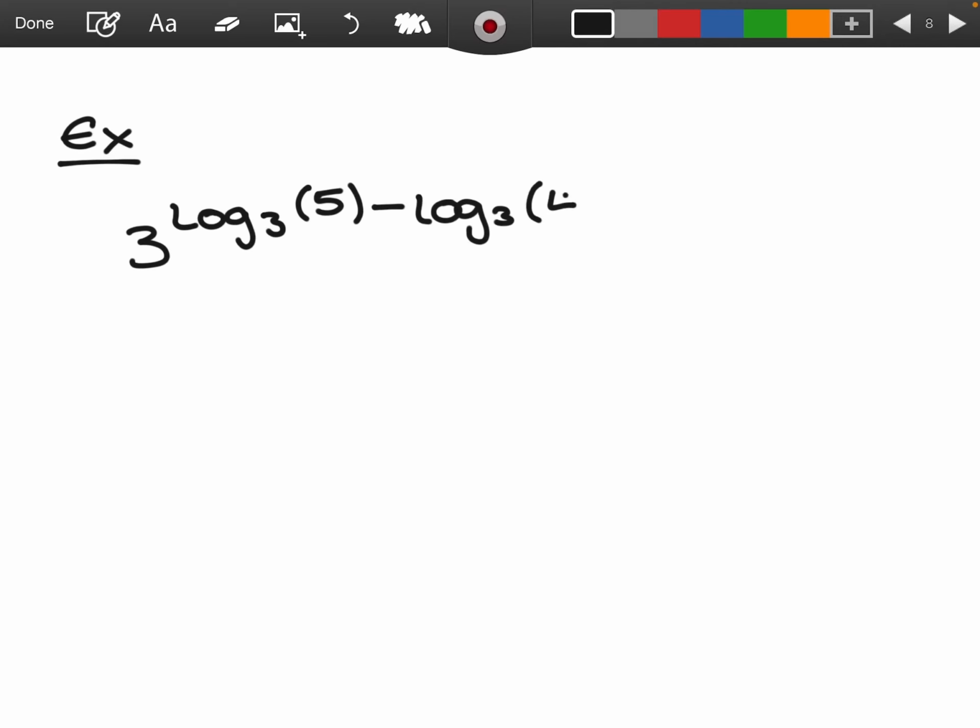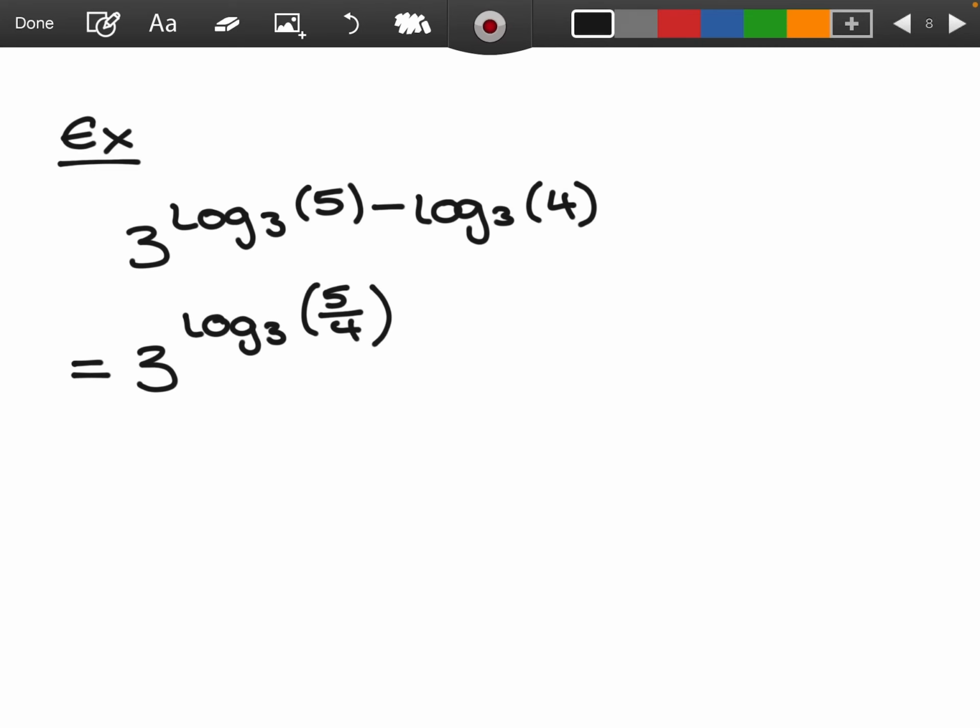Another good example from the textbook. Let's say I had 3 to the power of log base 3 of 5 minus log base 3 of 4. Okay. Again, very difficult expression, not sure what the answer is here. But the first thing I would do is combine my logs in that expression. So I'm going to have 3 to the power of log base 3 of 5 over 4.